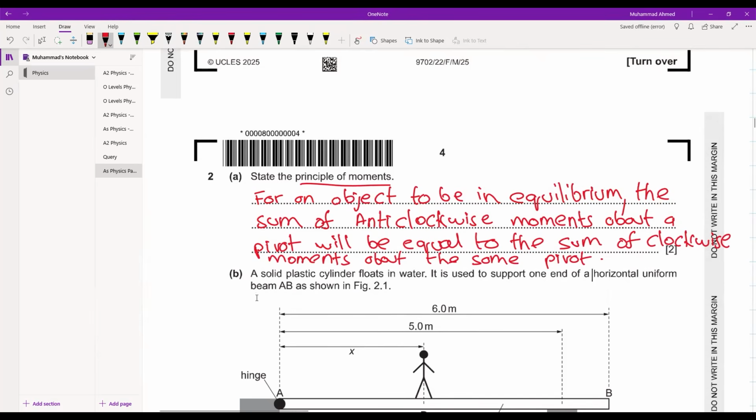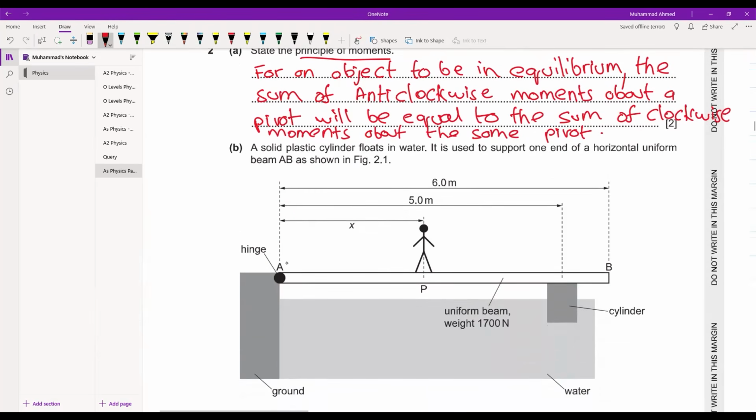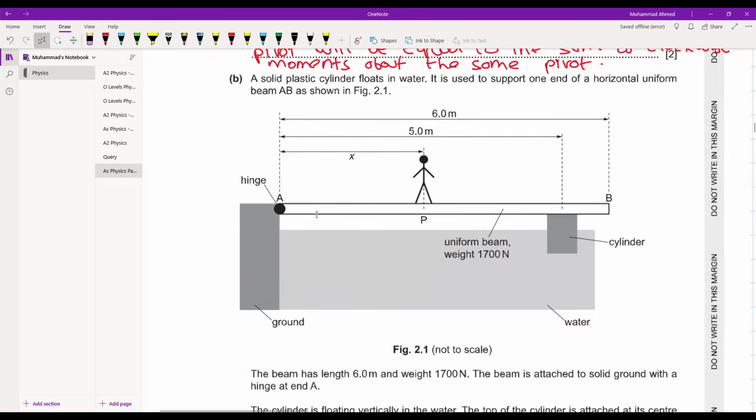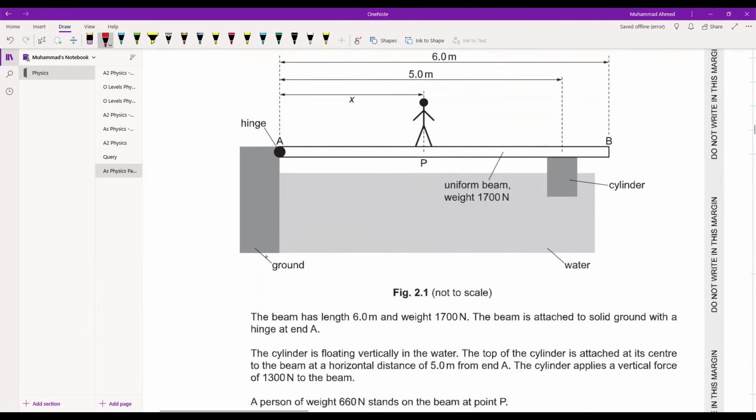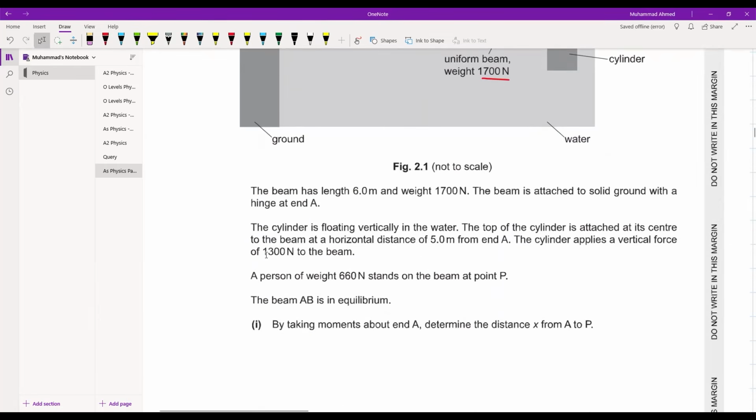Let's further move ahead. A solid plastic cylinder floats in water. It is used to support one end of a horizontal beam AB as shown in figure 2.1. This uniform beam has a weight of 1700 Newton. The beam has length 6 meters. The beam is attached to solid ground with a hinge at A. The cylinder is floating vertically in the water.